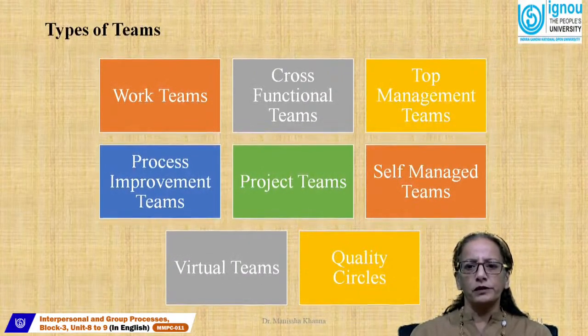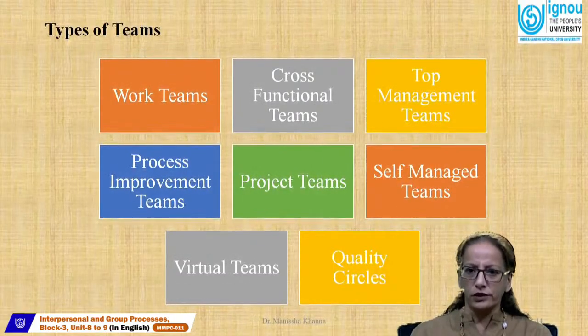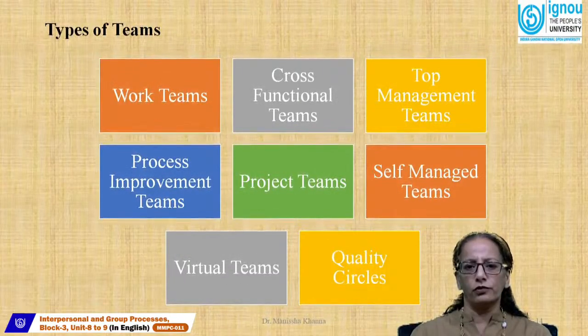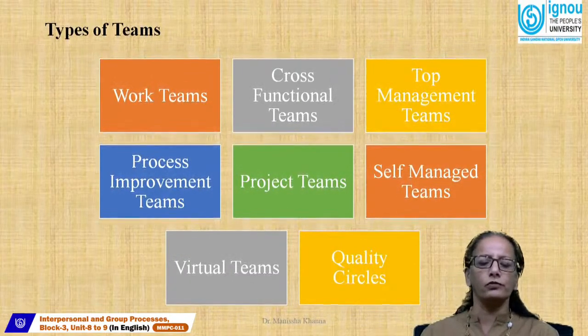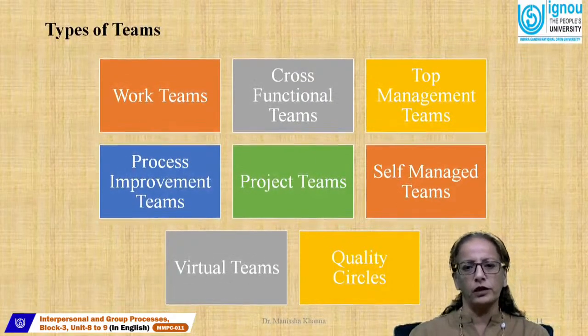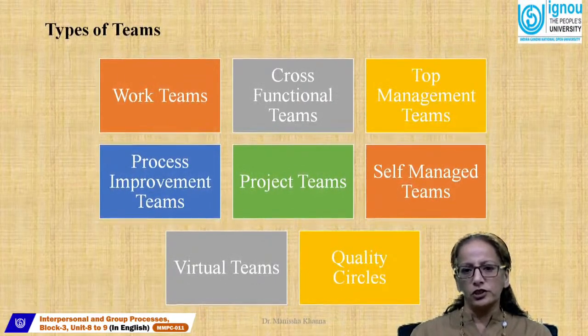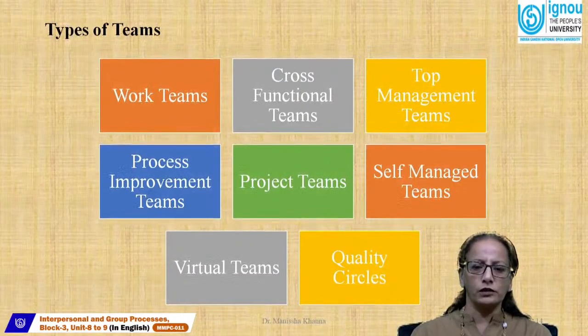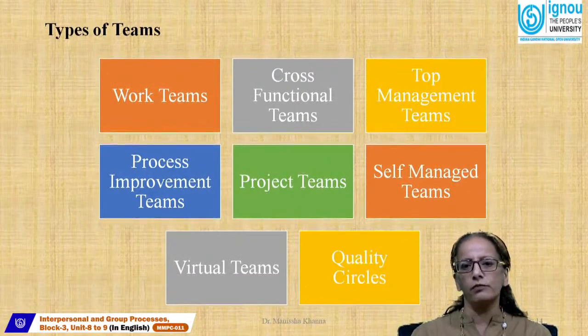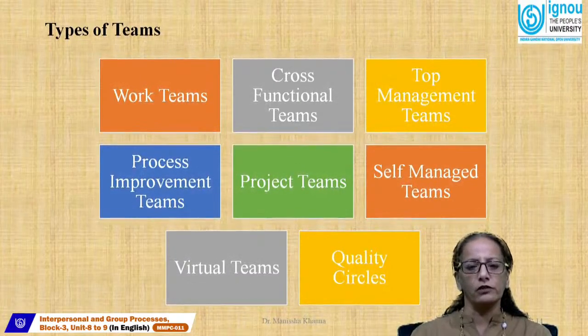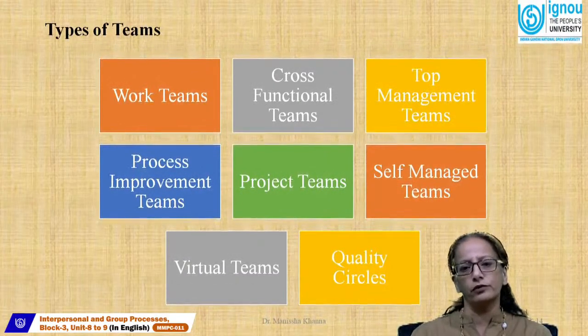The management team is more of a strategy team. Then process improvement teams are teams of employees who work towards process improvement. They evaluate and analyze the entire process and suggest to the strategy team, or maybe the project team members, how to enhance productivity. Then again, the project team is created for a specific project or specific task, maybe for a shorter period.